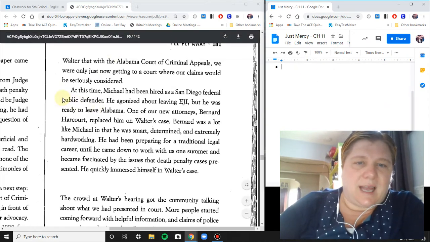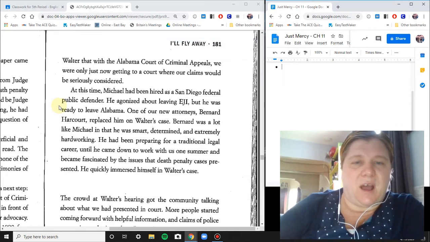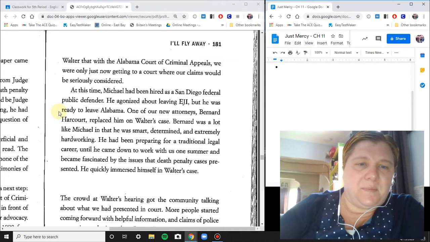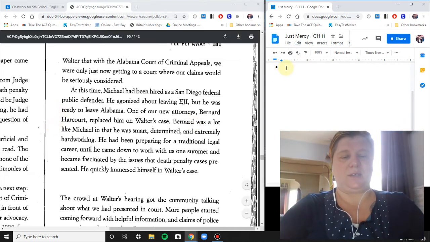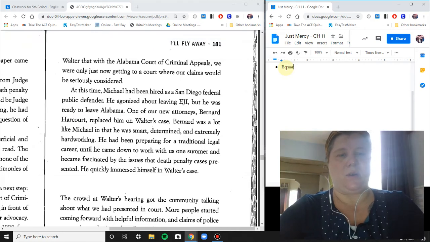At this time, Michael had been hired as a San Diego federal public defender. He agonized about leaving EJI, but he was ready to leave Alabama. One of our new attorneys, Bernard Halcourt, replaced him on Walter's case.